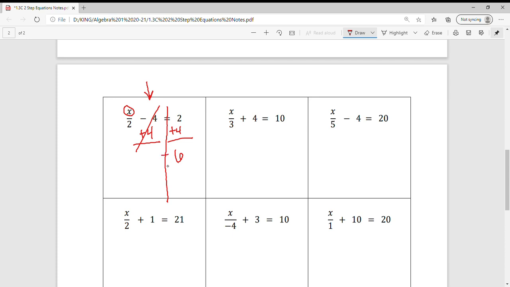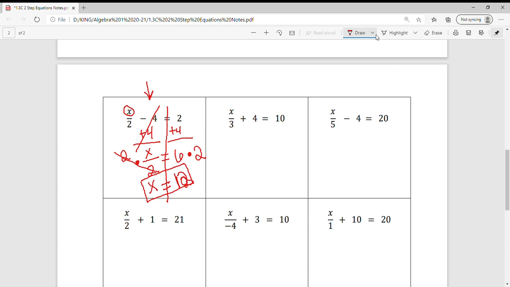Bring down my equal sign and bring down this whole x over 2. So that means x divided by 2. So the opposite of dividing by 2 is multiply by 2. So just like on the front, the first 2 problems we did, those 2's cancel out. Come over here to the other side of my equation and multiply by 2. So 6 times 2 gives me 12. Bring down my equal sign and bring down my x. So there's my answer. X equals 12.